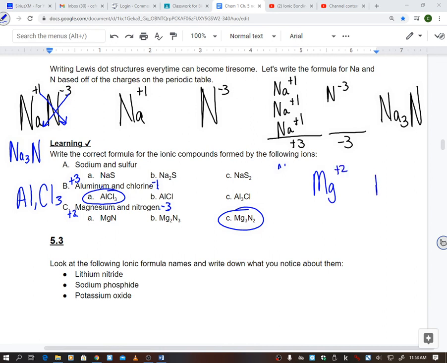and I have nitrogen, which is a -3. So I'm like, I have more negative than positive, so I'm going to add positive. Well, now I have more positive than negative, so I'm going to add my negative. So I have a -6 and a +4, so I need to add another magnesium. Now look, I've got a +6, and I have a -6.